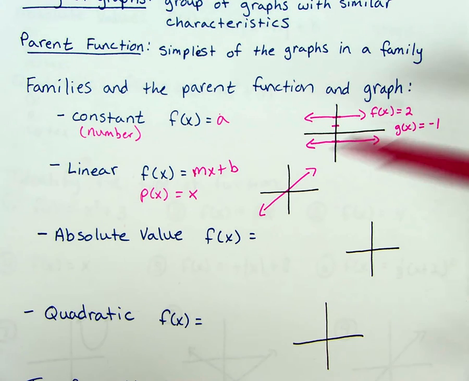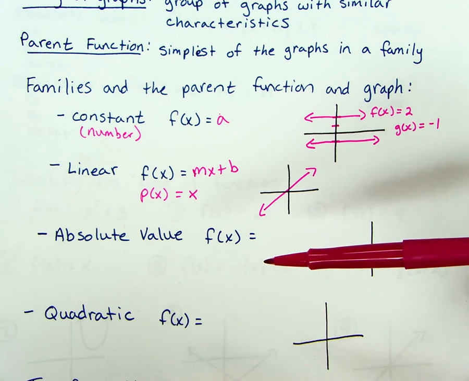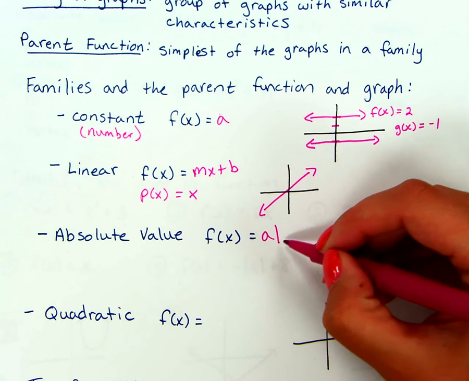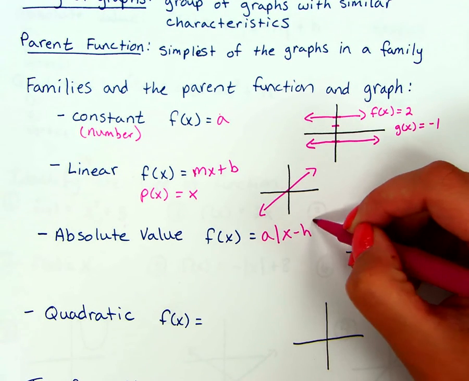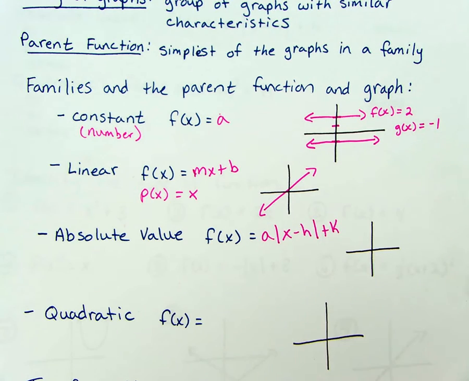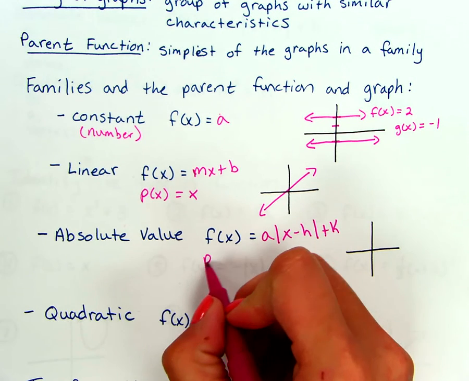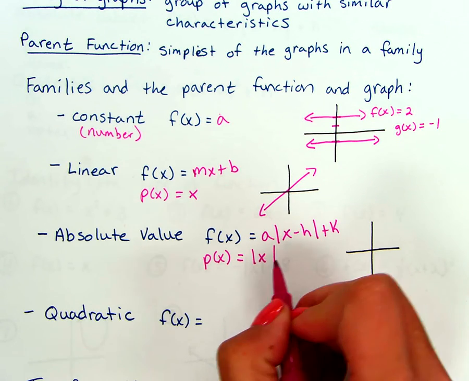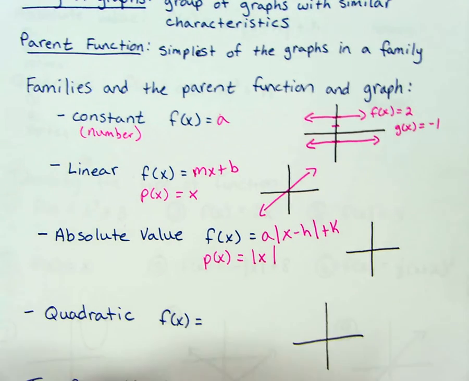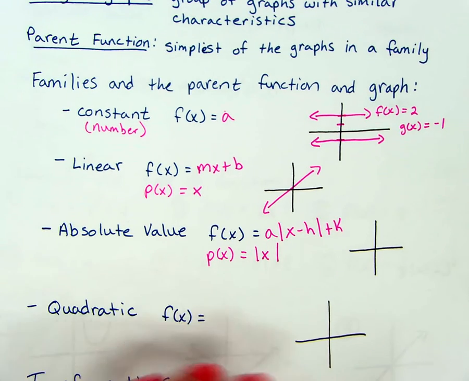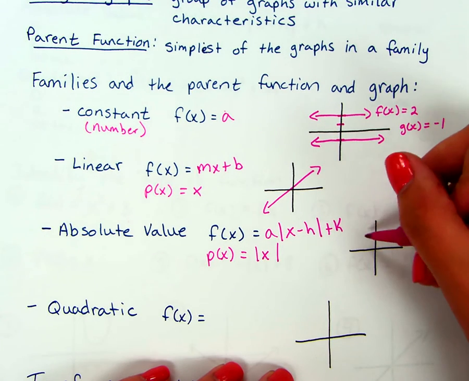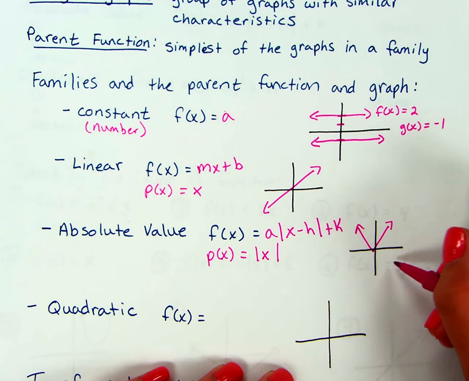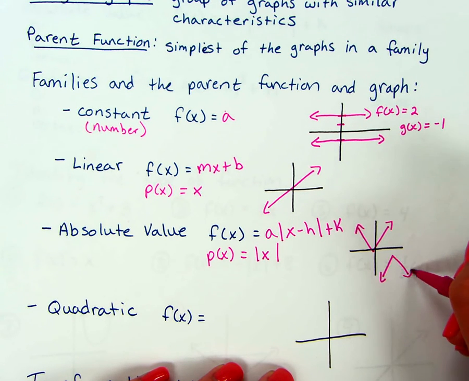The next family are the absolute value family. So our general equation is going to be a times the absolute value of x minus h plus k. And then our parent function, so I'm using p of x for parent function, is just the absolute value of x. So that is our most basic function for this family. And all of these graphs are going to be some type of V shape. So it's going to look something like this. Or it could open upside down, but it's just going to be some type of V shape.